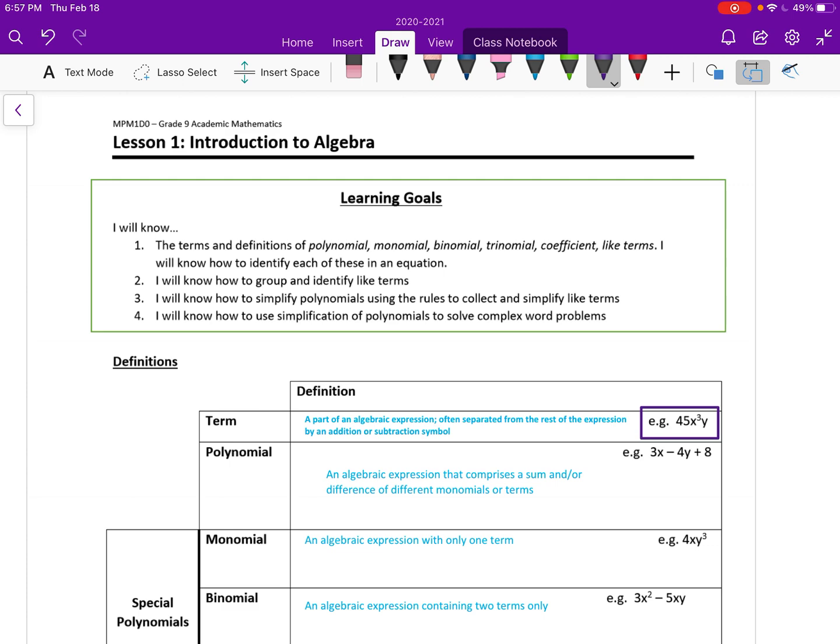By the end of this lesson, you'll know the definitions of the words polynomial, monomial, binomial, trinomial, coefficient, and like terms. You'll know how to identify each of these in an equation as well. You'll know how to group and identify like terms. You'll know how to simplify polynomials using the rules to collect and simplify like terms. And you'll know how to use simplification of polynomials to solve complex word problems.